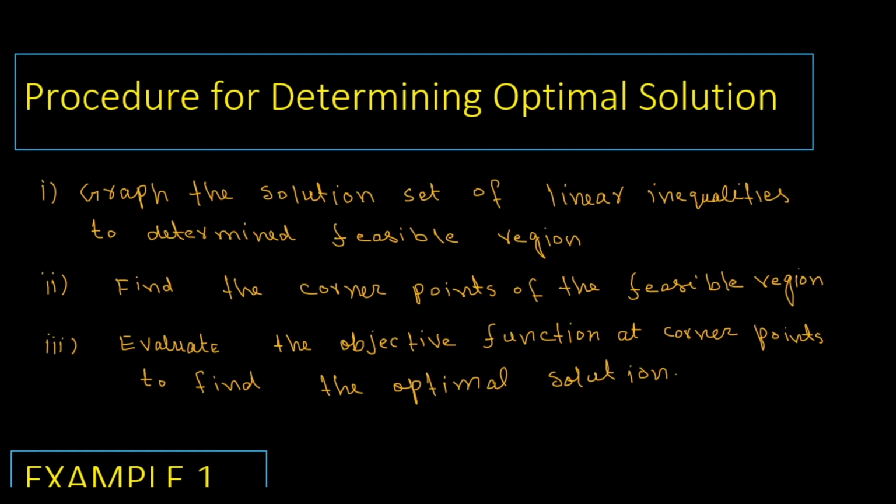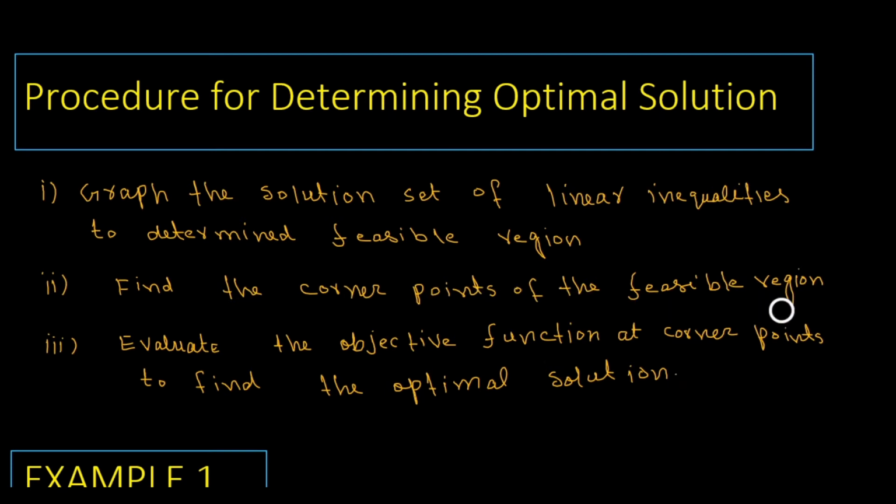The first is to graph the solution set of linear inequalities. We have done a lot of examples of how to graph linear inequalities previously. What is that? It is linear inequalities to determine feasible regions. The second thing, find the corner points of the feasible region. Yes, this practice we have also done in the previous lectures.